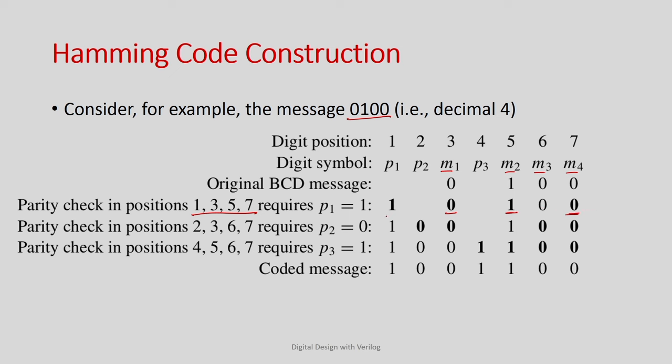So, to make it even, you have to put 1 here, right. Now, for 3, 6, 7, you have 3, you have 0, 6 and 7, you have 0. So, to make it even, because all are 0, you have to put 0 here. Now, you will calculate 4, 5, 6, 7.